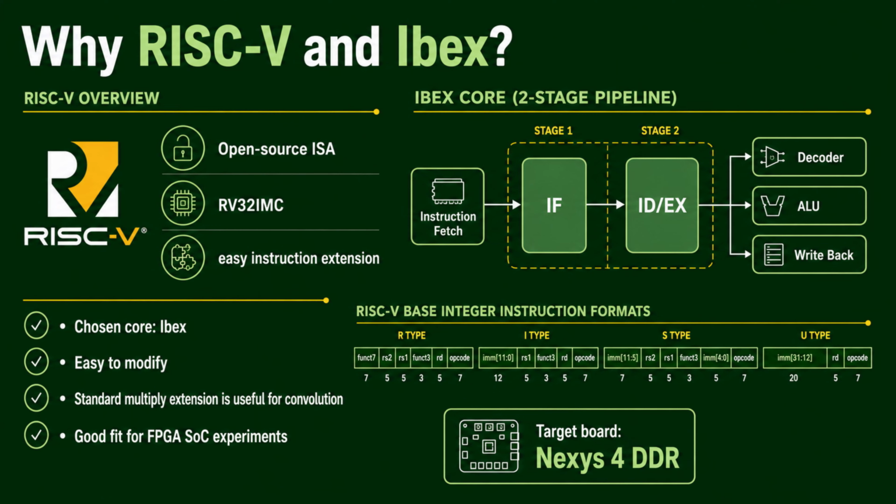RISC-V also uses fixed 32-bit base instruction formats. Registers such as RS1, RS2, and RD maintain consistent locations across instruction formats, helping simplify the decoder. So RISC-V gives us the instruction set flexibility, while Ibex gives us a practical RTL implementation that can actually be modified. That combination makes it a strong platform for experimenting with FPGA-based processor acceleration.